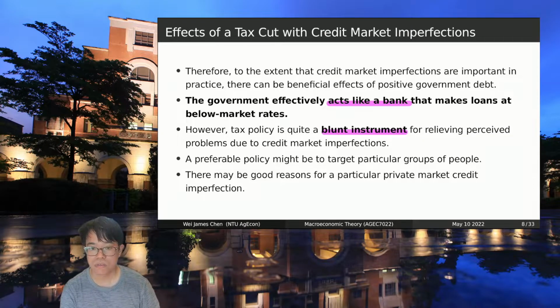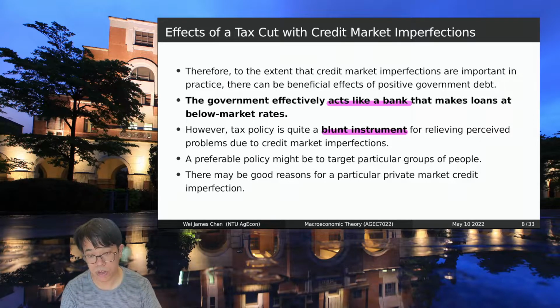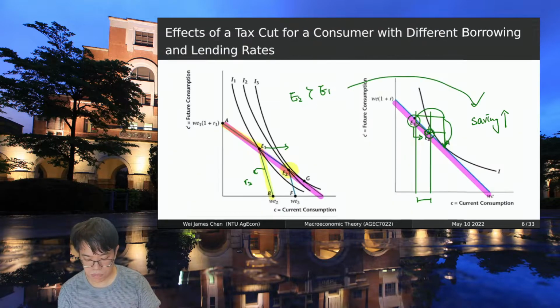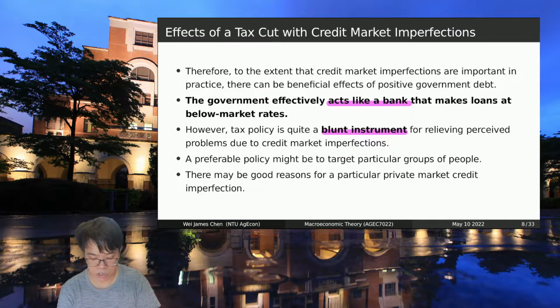So what it means by blunt instrument is that it is an instrument that treats everyone sort of equally. The policy hits everybody equally. Okay, and like I said, here what I'm drawing is for one person. For this person, it's beneficial. For other people, it might not be beneficial. It just makes them indifferent, right? Like I showed you. So it's not really pointing to those people that the government wants to help.